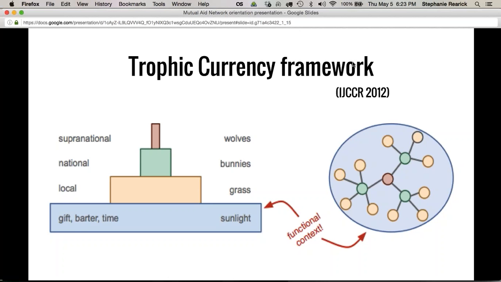And farther up, we started thinking of those as like the bunnies, and farther up on the food chain, you might have other kinds of currencies, and then the supranational currencies are like the wolves, the apex predators. And it's not that we don't want any wolves, but they need to occupy a much more limited space in our garden and in our local ecosystem.